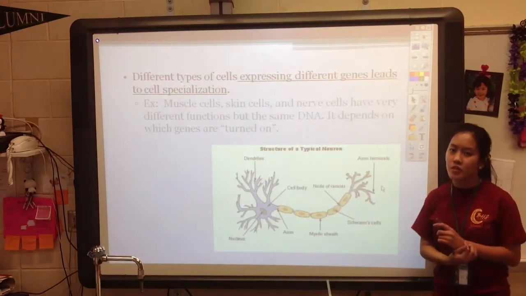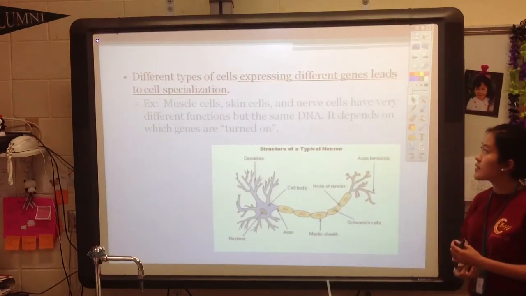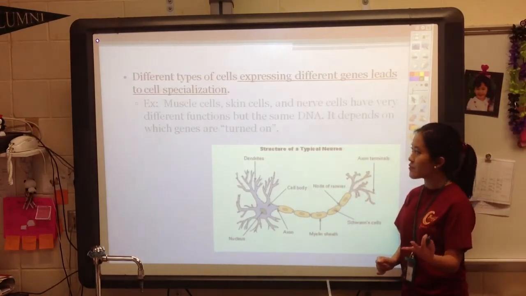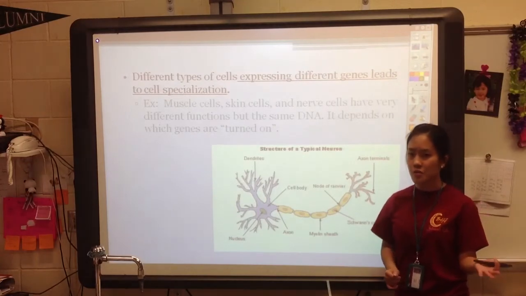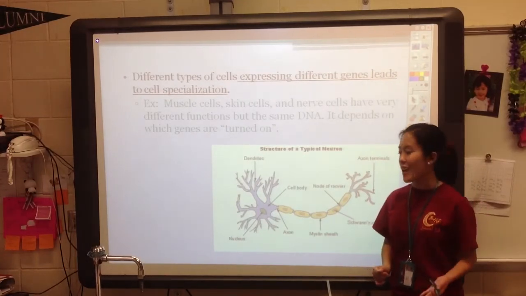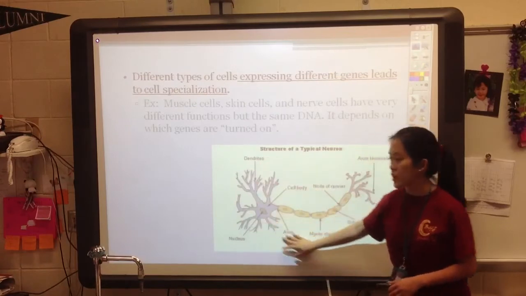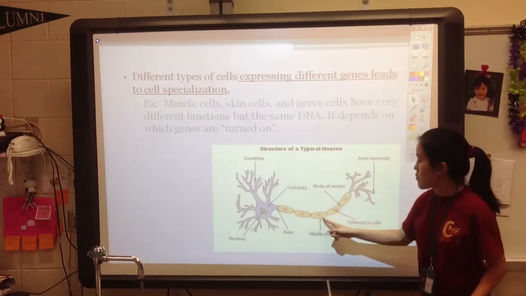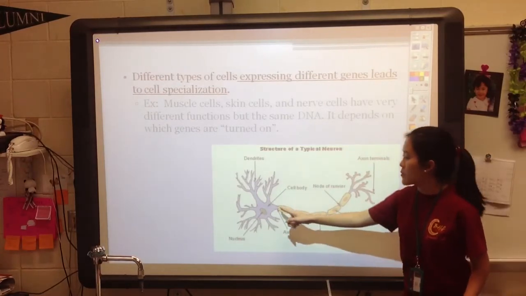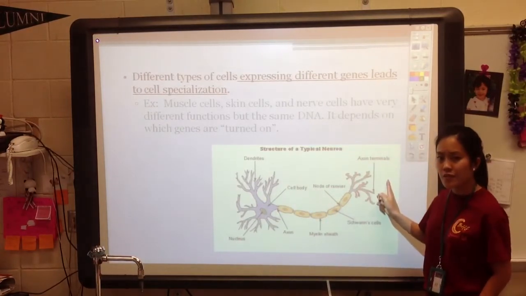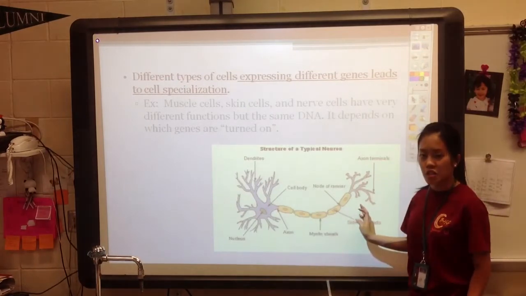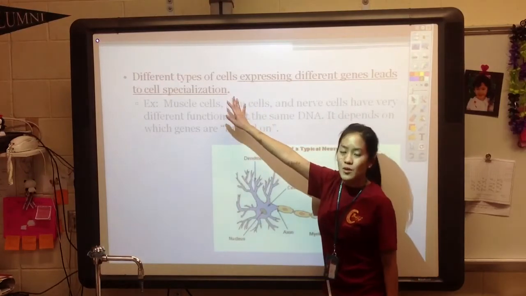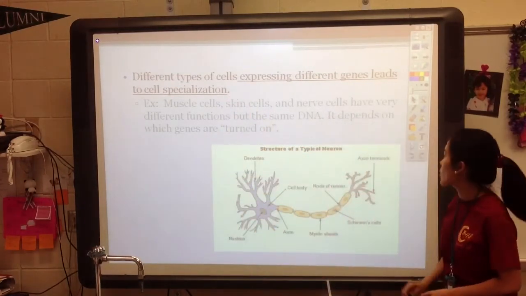Different types of cells are going to express different genes, and this is going to lead to cell specialization. So we had our red blood cells. Red blood cells have the gene to be able to produce a protein that carries oxygen. We have a nerve cell called a neuron that has a gene to make these myelin sheaths that allow them to actually carry a signal faster. Okay, your red blood cell won't have that gene turned on. And so really this is what helps lead to cell specialization.